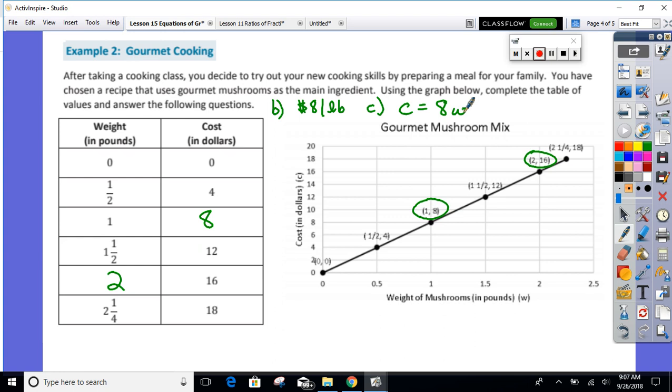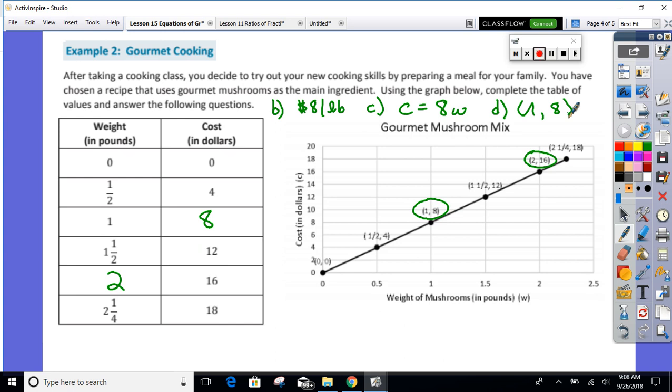All right, D, what ordered pair represents the unit rate and what does it mean? Madeline. Which ordered pair? Good, (1, 8), and what does it represent? For every pound of mushrooms, it costs $8. Good. Make sure you have that written down. For every pound of mushrooms, you pay $8, or 1 pound of mushrooms costs $8.